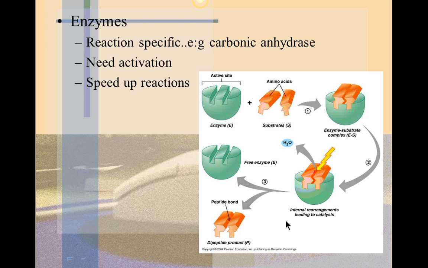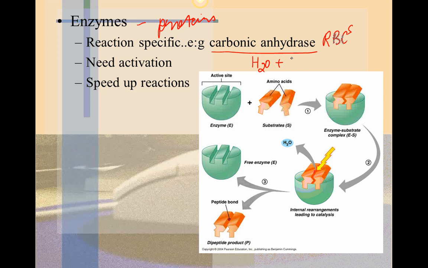We'll move on to enzymes, and enzymes are mainly proteins, and they are reaction specific. That means that one enzyme will act on only one substrate. An example I have here is carbonic anhydrase. This is present in red blood cells, and what it does is it speeds up the reaction between water and carbon dioxide, and this produces carbonic acid, and it can go in either direction.